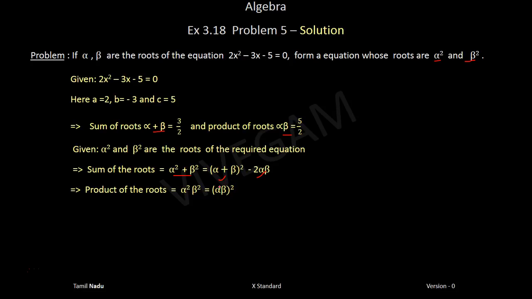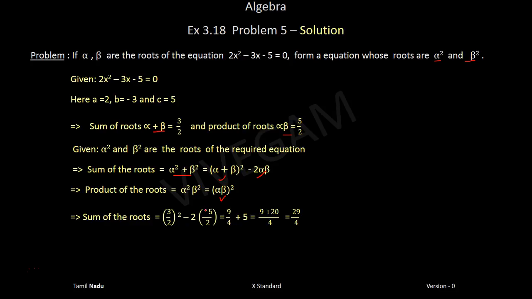Now, the product of the roots is alpha square beta square, which is alpha beta the whole square. Again, this is known. So the sum of the roots and the product of the roots can be calculated. And what is the equation? Anyway, let's complete this. The sum of the roots is alpha plus beta the whole square minus 2 alpha beta. So substituting the known values, you get (3 by 2) the whole square minus 2 into minus 5 by 2.